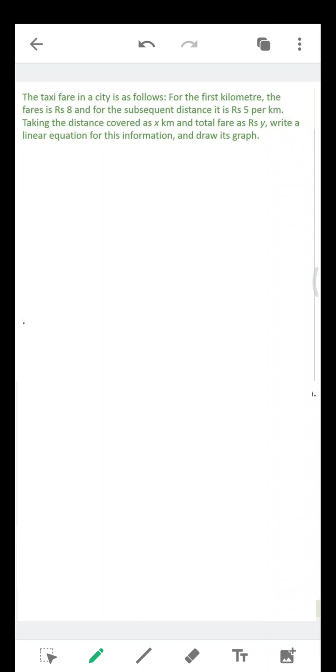So here the fixed charge for the first kilometer is rupees 8. So for the first kilometer I have taken the distance from A to B. Now here I don't know the distance, so I have taken the distance as x kilometer. The person is paying 8 rupees for the first kilometer. And for the subsequent distance, what is the remaining distance? Out of x he traveled 1, so x minus 1, whatever x is, we don't know.